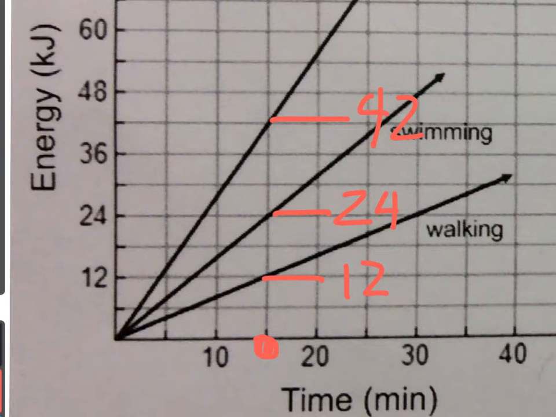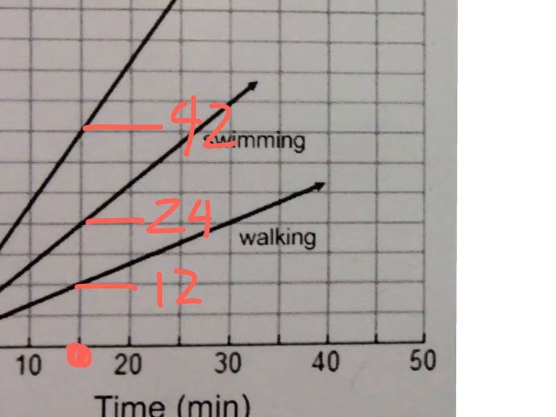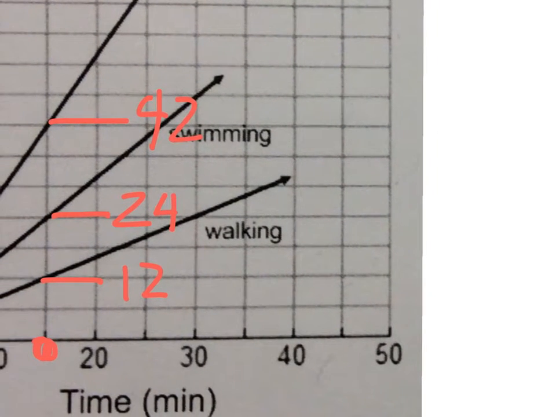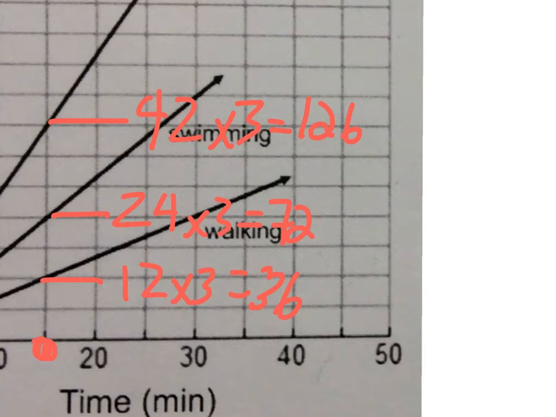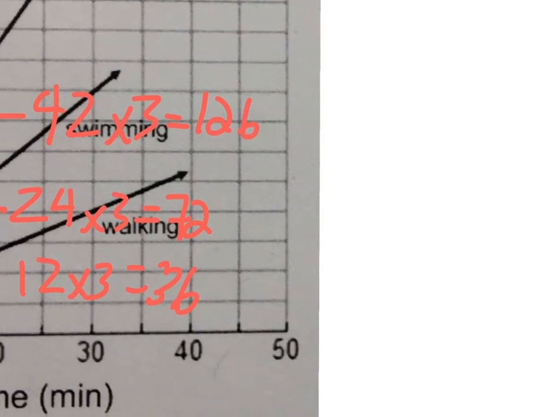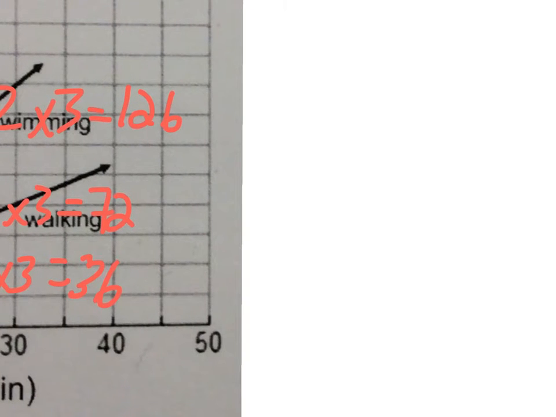So now, since we've got the numbers at 15 minutes, let's extend that to 45. So we have to multiply each one by 3 to get 36 and 72 and 126. And then finally, we need to figure out what the difference is for walking and swimming from basketball. So we need to subtract both of those from 126.